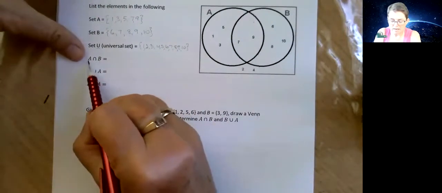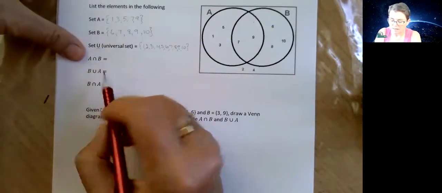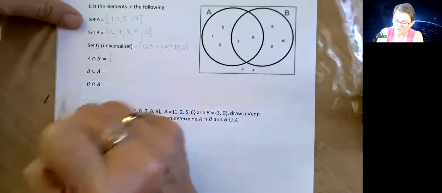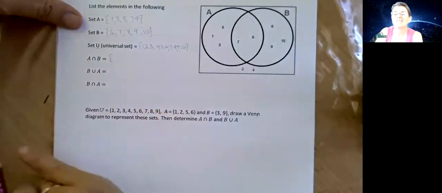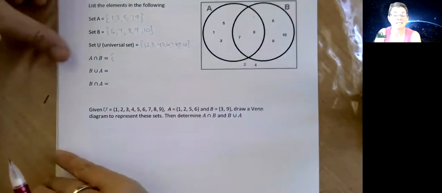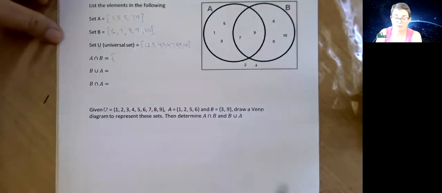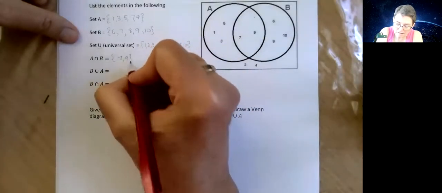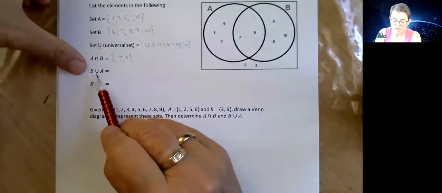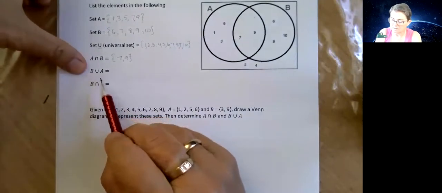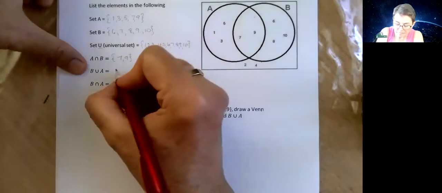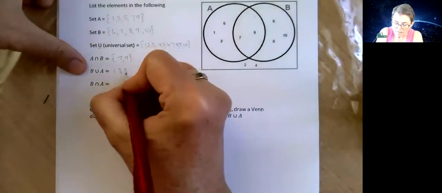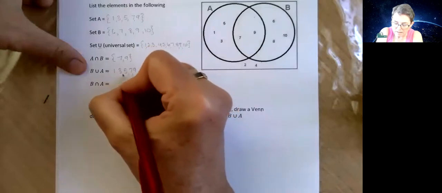Now we've got A intersection B. What do they have in common? It's still asking for a set, even though it doesn't say set out there. Generally, if you're not sure if you should use set notation in this chapter or not, use it. Probably going to be better. 7 and 9. Okay, B intersection A. 1, 3, 5, 7, 9.